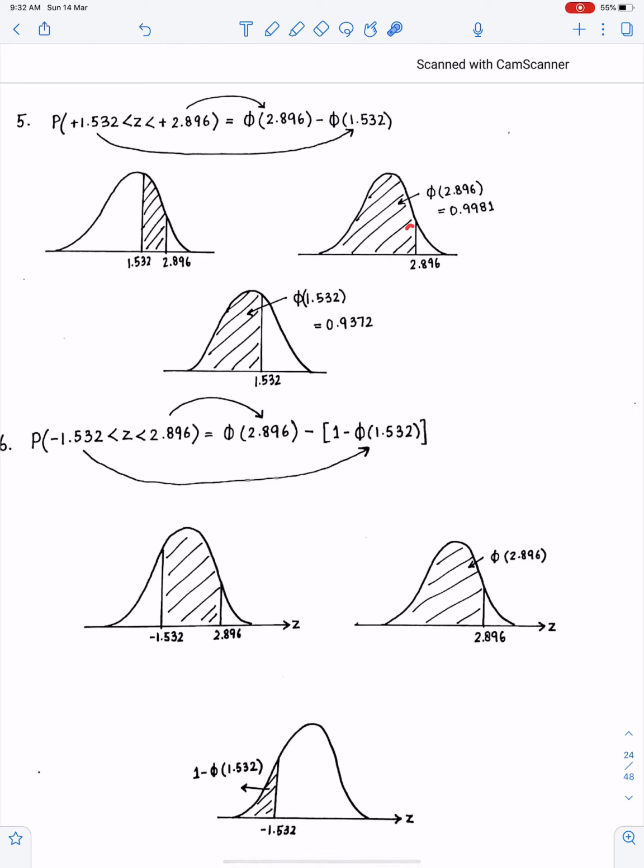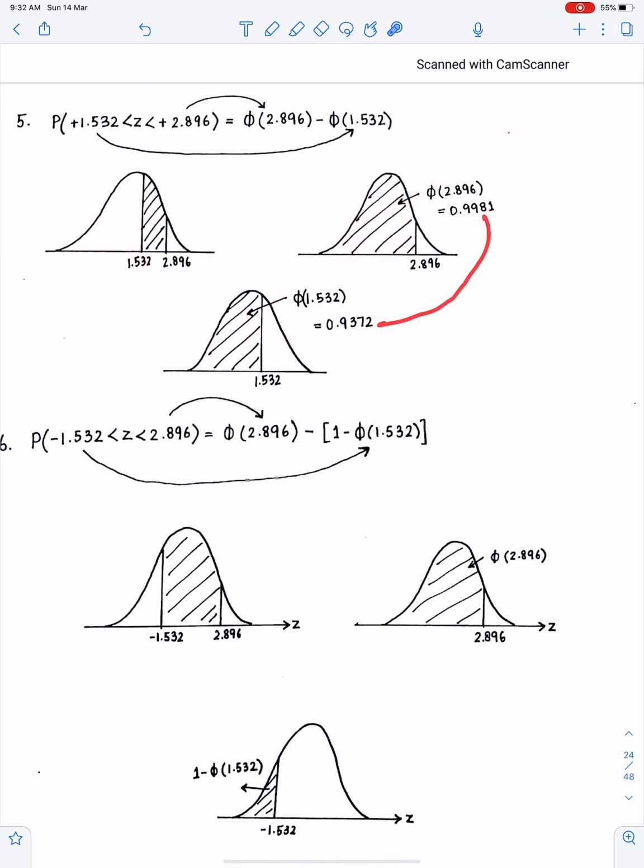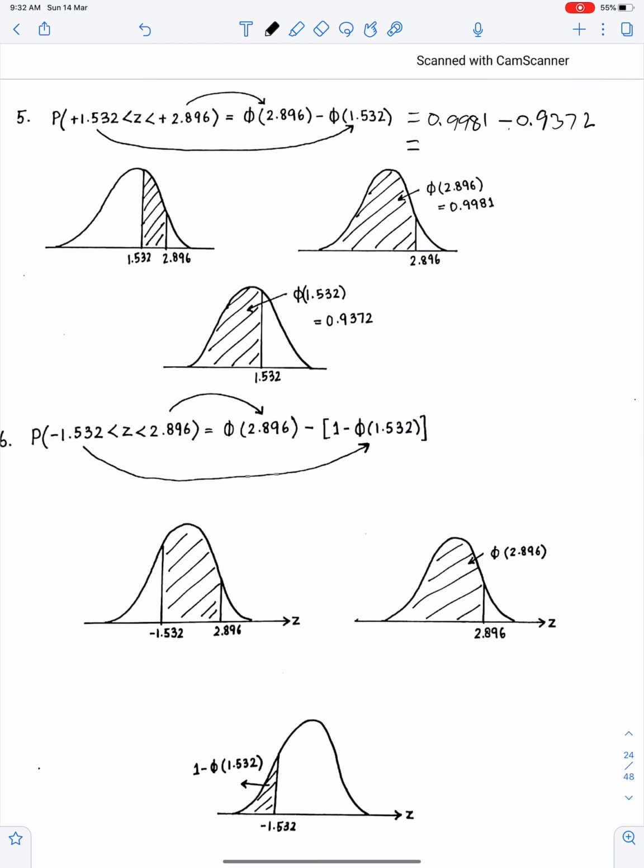And this is the logic. This total area is here. This is phi of this number, and from the table you'll get this. And this area is here. This is phi, and from the table you can get this. So when you subtract these two values, you will get your answer. 0.9981 minus 0.9372. You can do the calculations later.